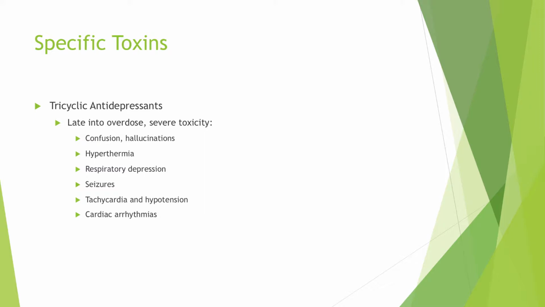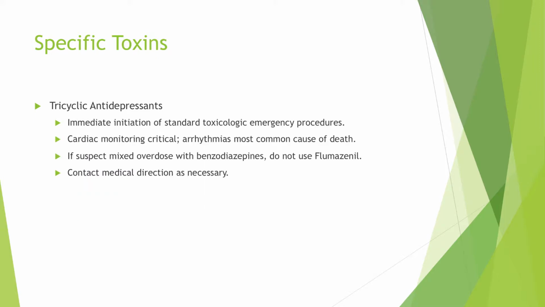A lot of times you'll see heart blocks and wide QRS complexes, dysrhythmias, or maybe even torsades with some of these guys. So we really want to start the standard procedures that we use initially. Cardiac monitor. The arrhythmias are the most common cause of death. Going into a heart block or a wide QRS tachycardia or torsades is the most common cause for somebody to go into arrest with toxicity to tricyclics.